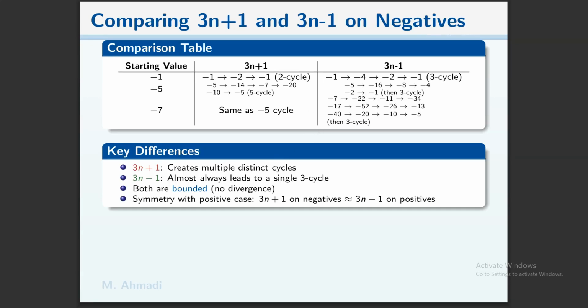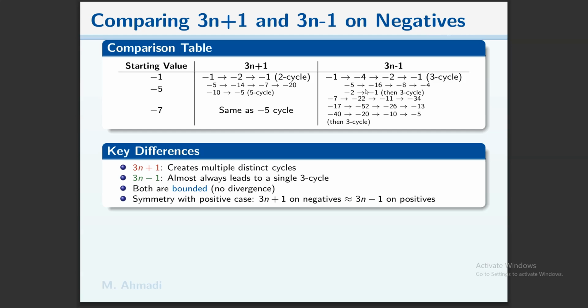And here we have the comparison between 3n plus 1 and 3n minus 1 on negative numbers. Starting with value minus 1, 3n plus 1 creates a 2 cycle. For minus 5, it creates a 5 cycle. But 3n minus 1 creates a 3 cycle. For minus 1, 3n plus 1 enters a 2 cycle, and 3n minus 1 enters a 3 cycle. Minus 5 enters the 5 cycle.